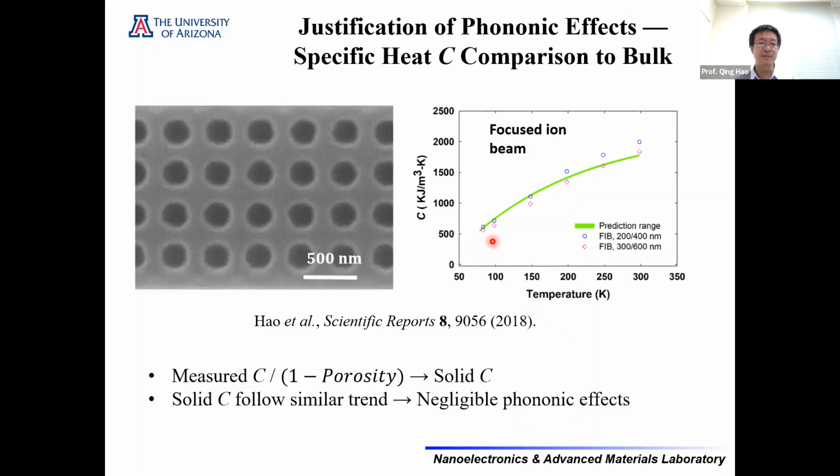In theory, the specific heat only depends on the phonon dispersion. If we have very strong phononic effect, the specific heat will be very different from the bulk material. And this is our measurement for the focused ion beam drilled nanoporous silicon thin film. And the symbols are the measurement data. The green band is our prediction using the bulk specific heat properties. So all the specific heat values are normalized by 1 minus porosity. So we can see the measured specific heat of nanoporous silicon thin film basically follows the predictions based on the bulk values, right? So this basically suggests there's a negligible phononic effect inside these films.